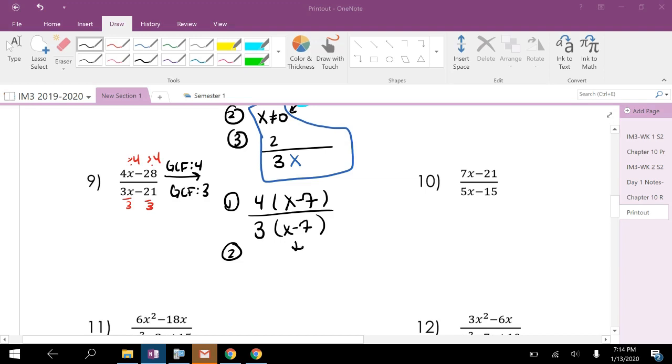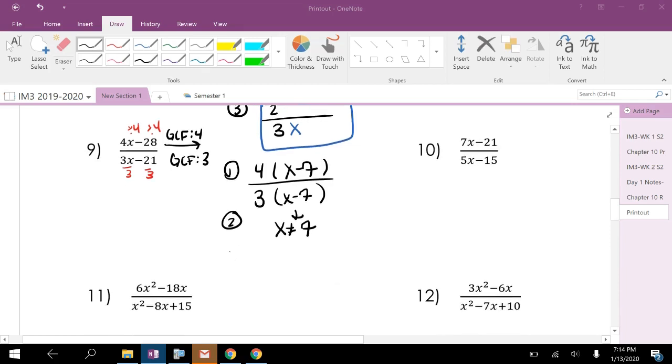Second step is to list the excluded values. X cannot be positive 7 here. It's always that opposite sign. Last and final step is to simplify what you can. Gone, gone. All I'm left with is 4/3. Is my final answer.